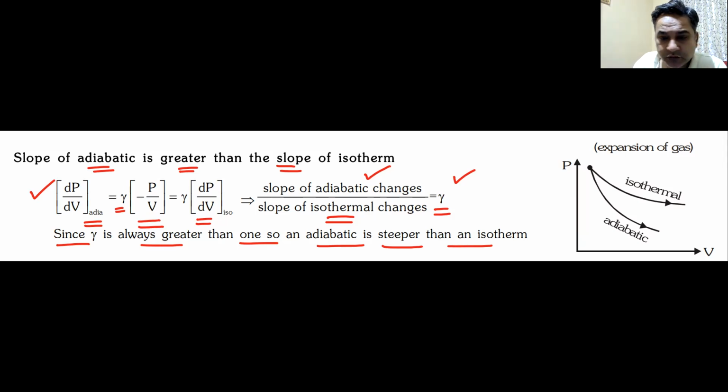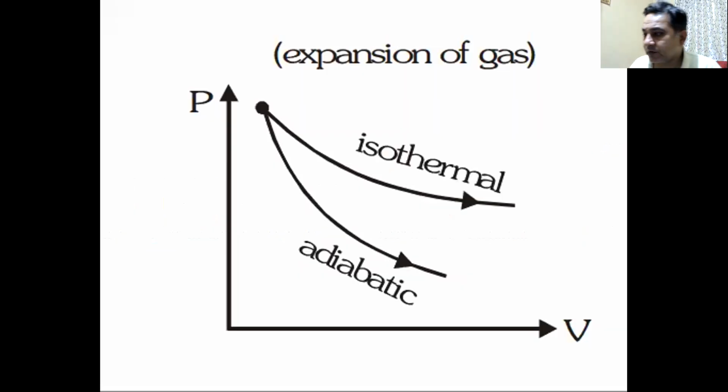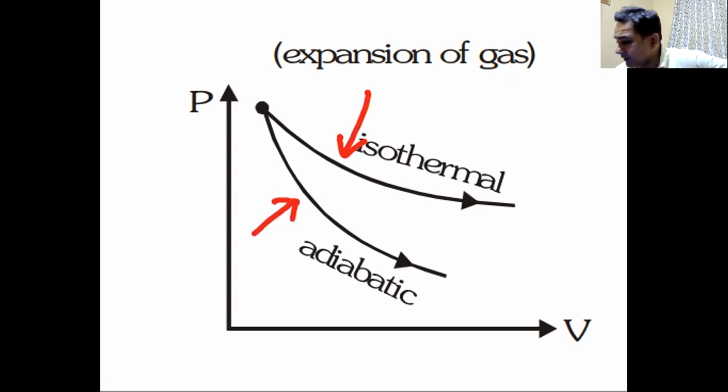Then we come to this one. There are two graphs given. One is for isothermal process, one is for adiabatic process. Do we understand which graph is for what and why? Isothermal process is less steep. Adiabatic process is more steep. Do we understand this?